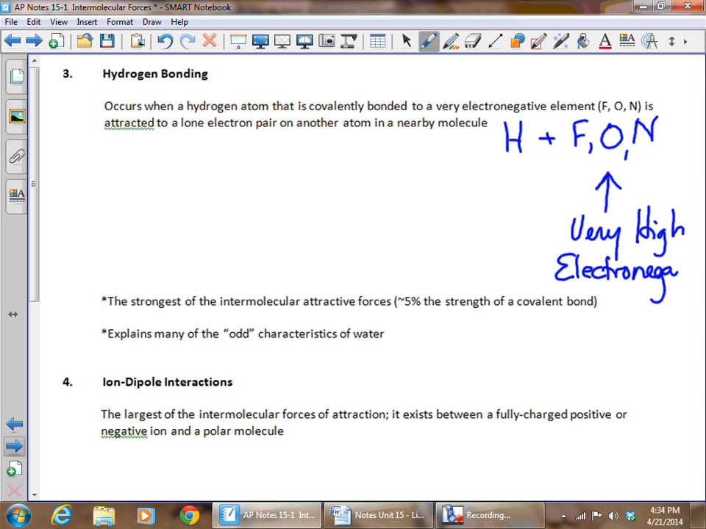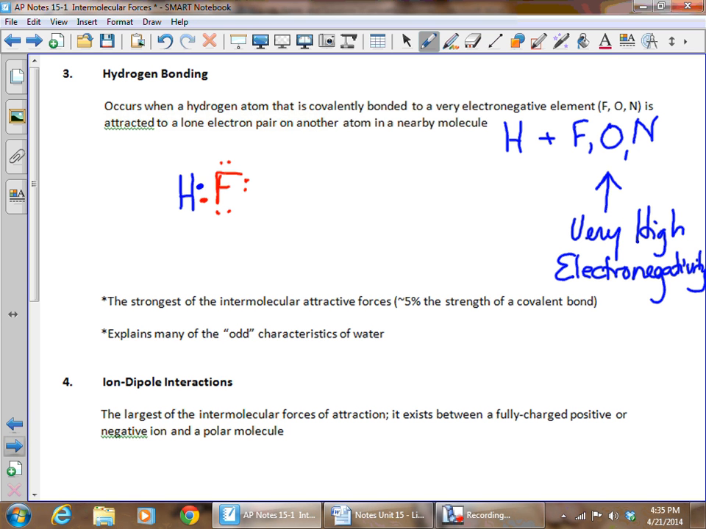So again, very high electronegativity. Fluorine, oxygen, and nitrogen are going to attract their electrons more strongly than hydrogen. And so think about how hydrogen is different from every other atom. It's sharing that one electron with, let's say, fluorine, for instance. So we've got hydrogen here. All it's got is that one electron, and it's going to share with fluorine. Fluorine's got 7 valence electrons. But fluorine is pulling way more than its fair share of those electrons.